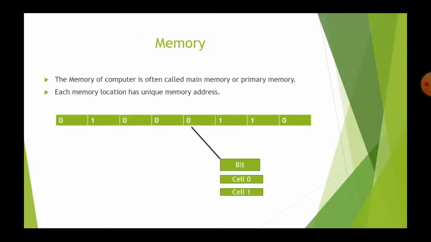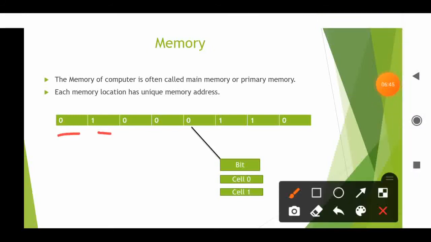The next thing is memory. Memory means we can store our data. The memory of the computer is often called main memory or primary memory. This is the place where we can store our data. Each memory location has its unique memory address. We can store the data in each memory location with its unique memory address. Once the power is switched off, the memory gets erased and we cannot recall whatever we have stored.